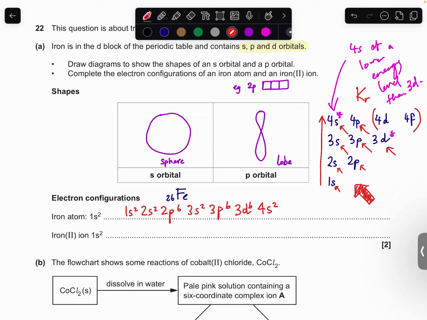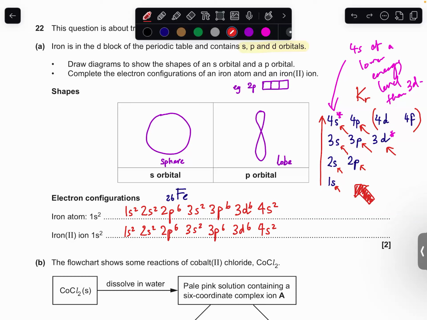For the iron 2+ ion, it's going to be 1s2, 2s2. I'm going to write down the same thing again, but let's have a closer look at which electrons are going to be lost. Even though the 4s2 electrons are filled before, we write the electron configuration in numerical order.